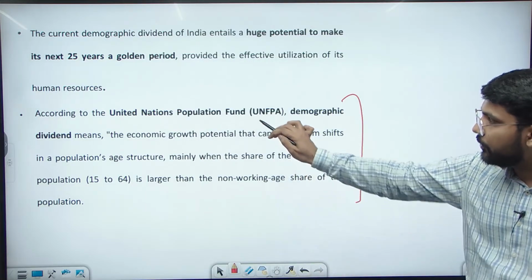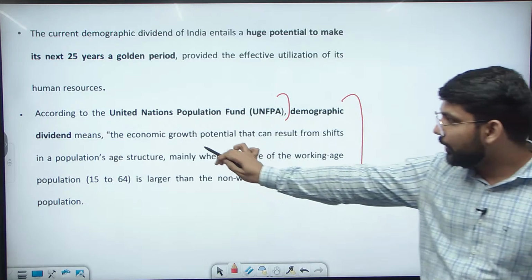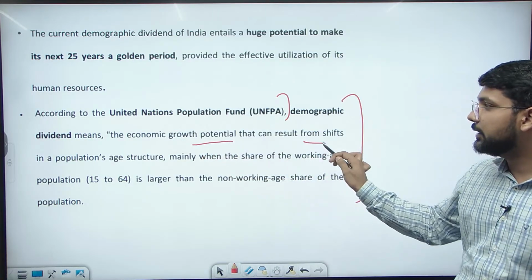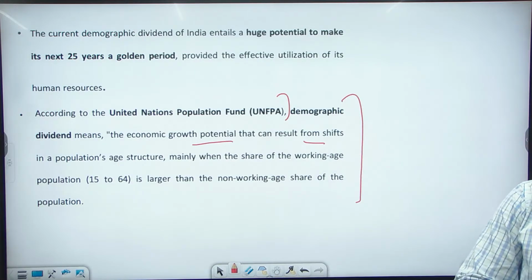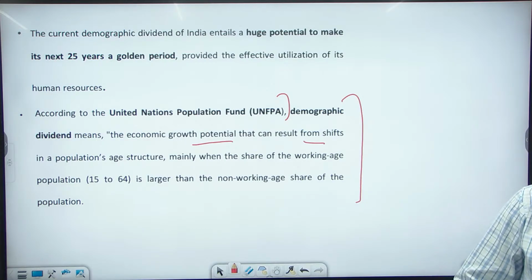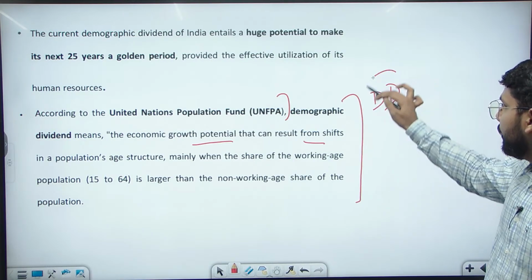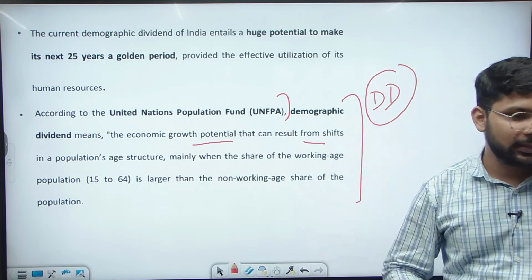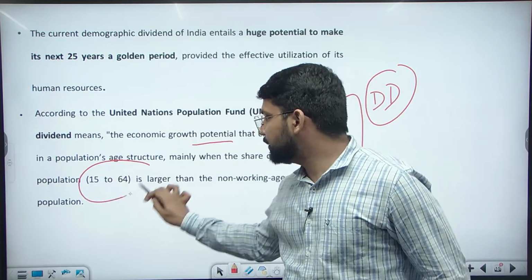According to United Nations Population Fund, demographic dividend means the economic growth potential that can result from shift in population age structure, mainly when the share of the working age population 15 to 64 is higher than the aged population. This is the proper definition of the demographic dividend. कोई ये definition लिखता है, कोई अपने according definition लिखता है, तो this having the higher impact. ठीक है? So main age group is the 15 to 64.